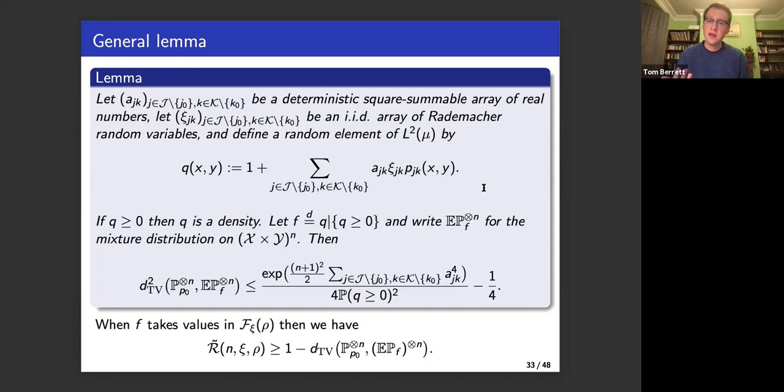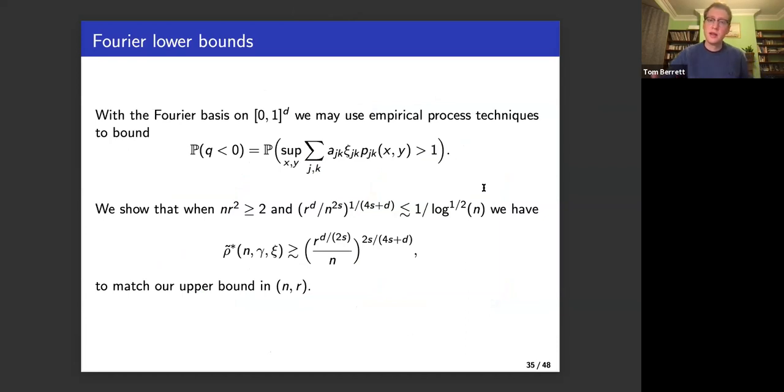So in the continuous case, we can do this and we can apply specific techniques. We can apply empirical process techniques to bound this probability for the Fourier basis, and we can therefore get a matching lower bound to go with our upper bound in the continuous setting. But to do this in full generality is quite a challenge. There are other examples where we can do it. We can certainly come up with matching lower bounds in the discrete case, and we can come up with matching lower bounds in some infinite dimensional settings. But in general, this is quite tricky.